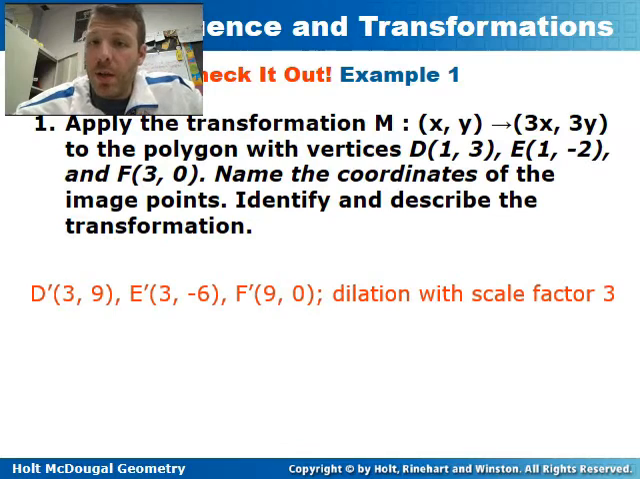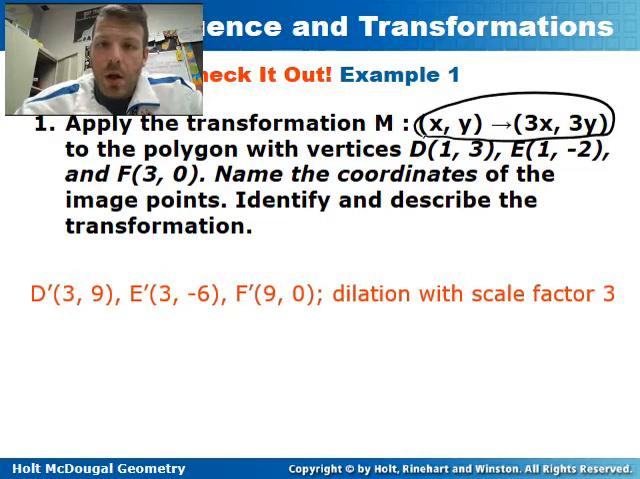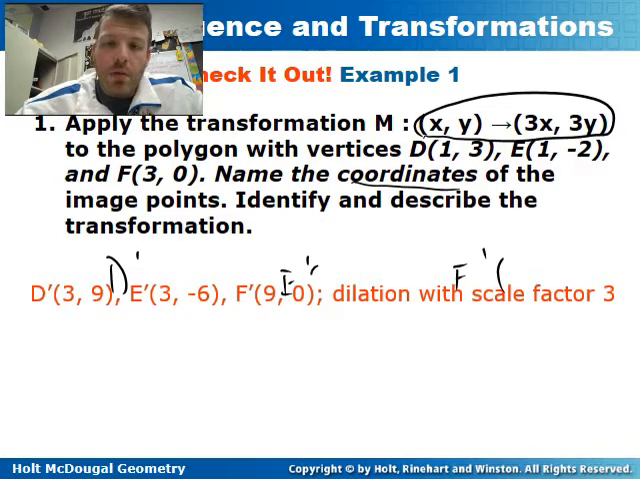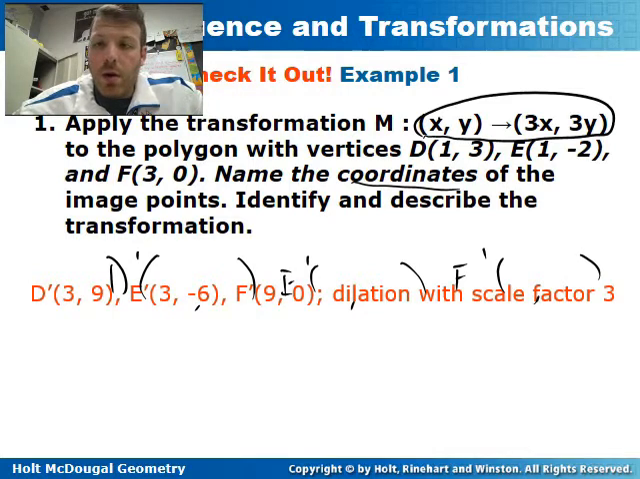Okay, so looking at this example, we're going to take a look at this real quick. This is telling us the rule to the polygon with these vertices. We want to name the new coordinates of the image points. So we'll call them D prime, E prime, and F prime. So D prime, it's telling us that we're going to take the x value and multiply it by 3, and the y value by 3.